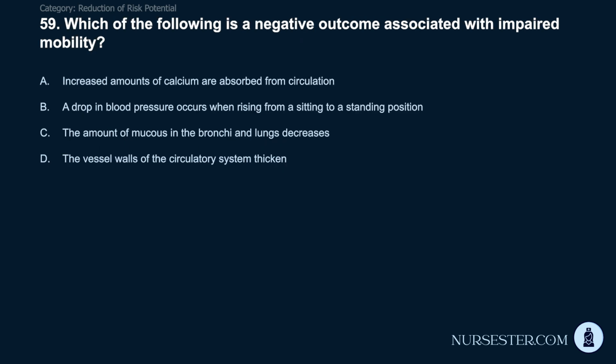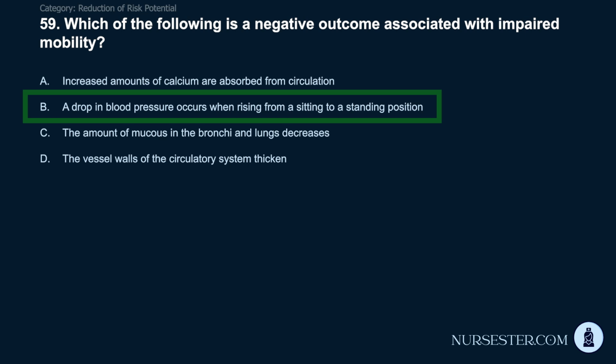59. Which of the following is a negative outcome associated with impaired mobility? A. Increased amounts of calcium are absorbed from circulation. B. A drop in blood pressure occurs when rising from a sitting to a standing position. C. The amount of mucus in the bronchi and lungs decreases. D. The vessel walls of the circulatory system thicken. Correct answer: B. A drop in blood pressure occurs when rising from a sitting to a standing position.